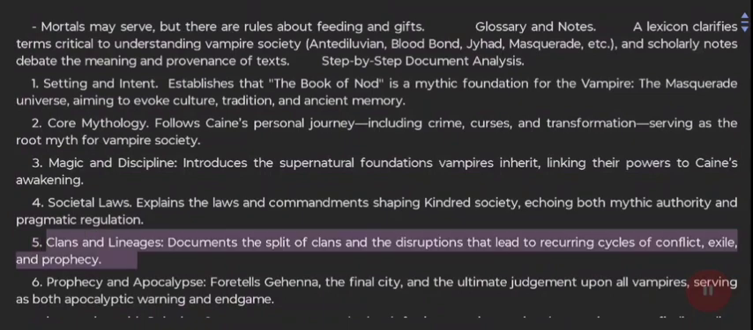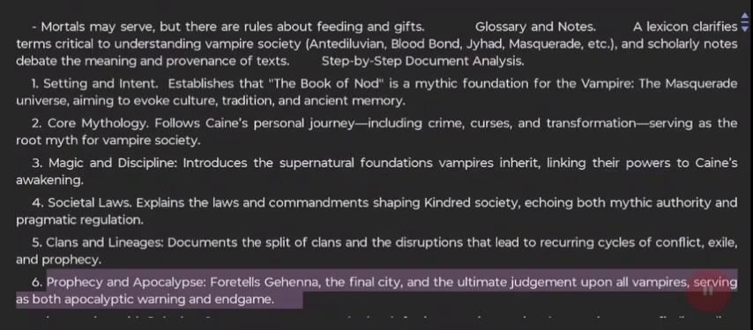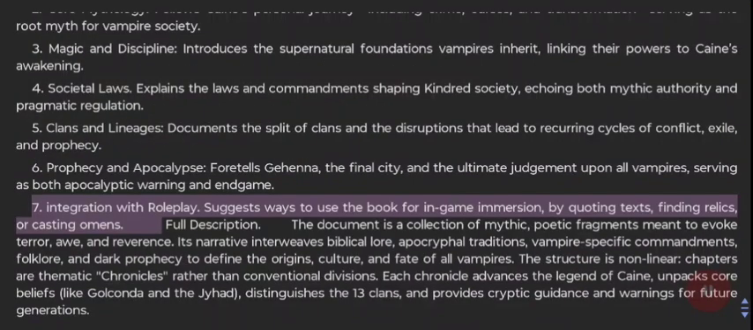5. Clans and lineages documents the split of clans and the disruptions that lead to recurring cycles of conflict, exile, and prophecy. 6. Prophecy and apocalypse foretells Gehenna, the final city, and the ultimate judgment upon all vampires, serving as both apocalyptic warning and endgame. 7. Integration with roleplay suggests ways to use the book for in-game immersion, by quoting texts, finding relics, or casting omens.